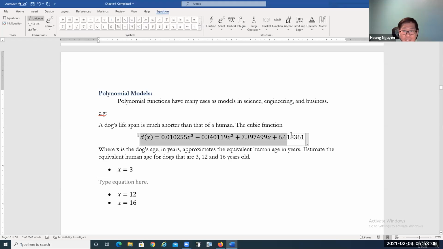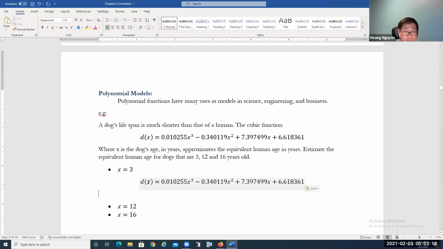So I'm going to copy this function over here. It's a lot of numbers. And I'm going to replace the input by 3. So every x right here, I will just replace it by 3. Now you're going to use your calculator to find out the answer.